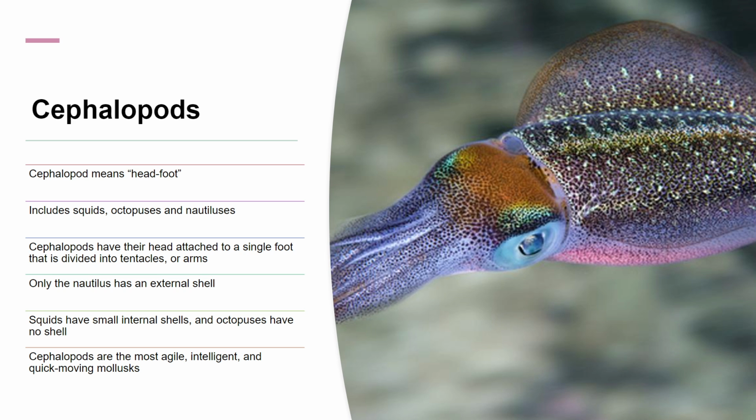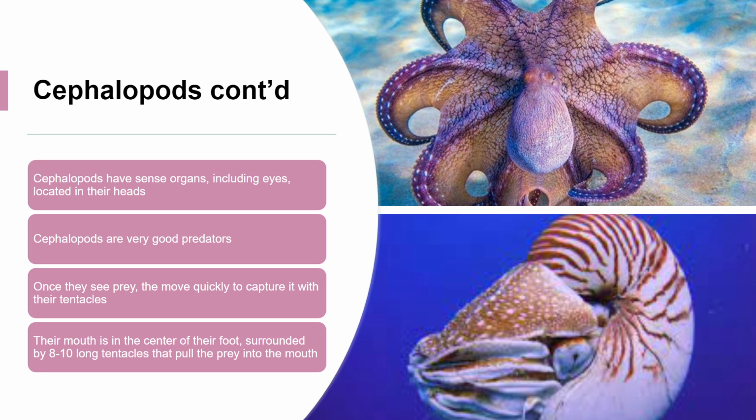These organisms tend to have tentacles, and we're going to see they have a single foot. That foot is essentially what became their tentacles or their arms. Cephalopods are some of the smartest or most intelligent types of mollusk. They're very agile, and they're going to be very quick moving. So octopus or octopi are some of the best examples of cephalopods, especially when it comes to their intelligence. They can actually solve puzzles.